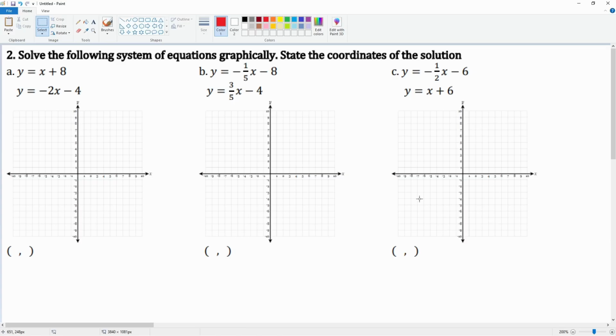Number 2, you're going to solve the following system of equations graphically. Then you're going to state the coordinate of that solution. Let's do A. So the first one, I'm going to make this the color blue.